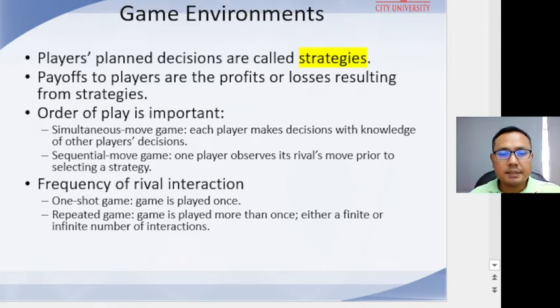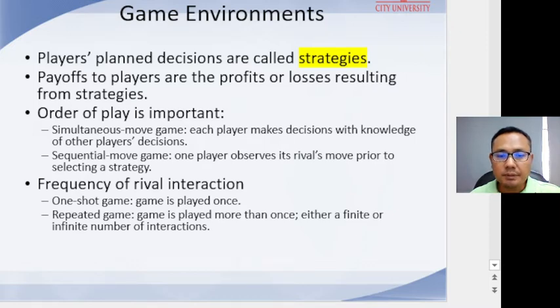In the analysis of a game, the order in which players make decisions is very important. In a simultaneous move game, each player makes a decision without knowledge of the other player's decision. In a sequential move game, one player makes a move after observing the other player's move, right?